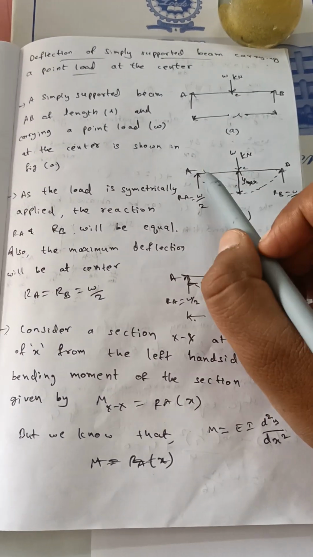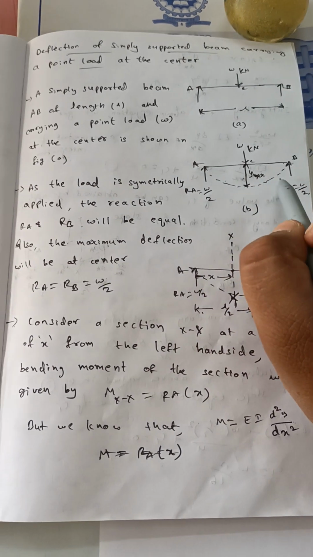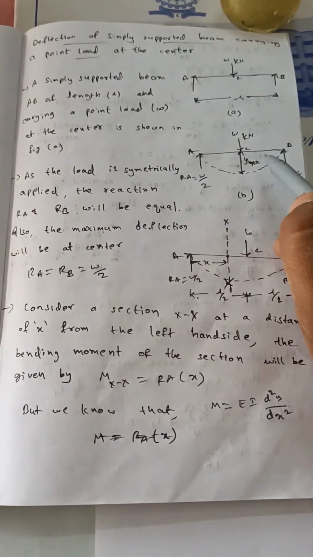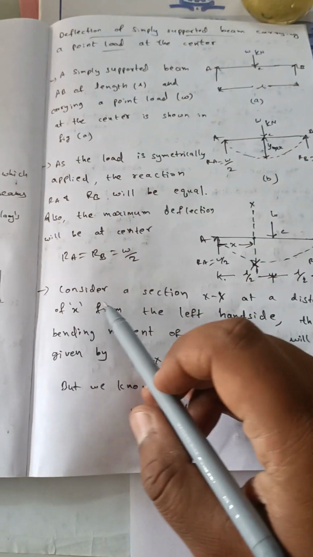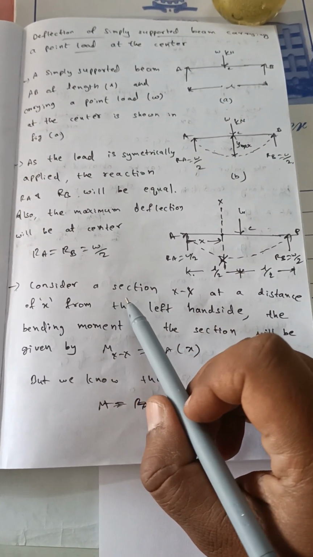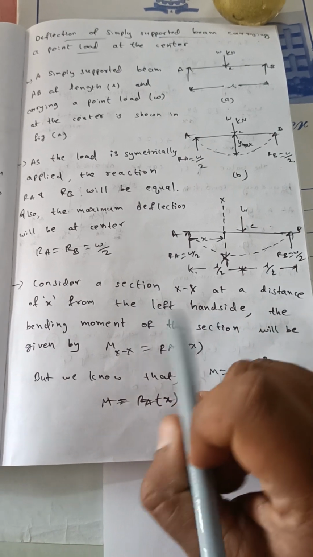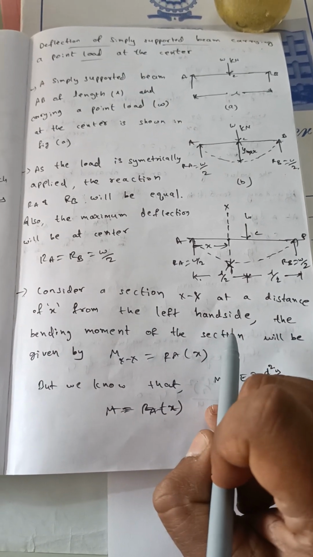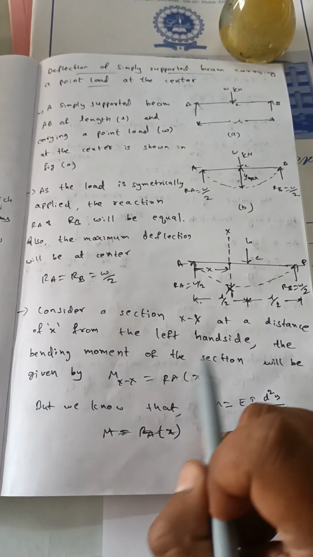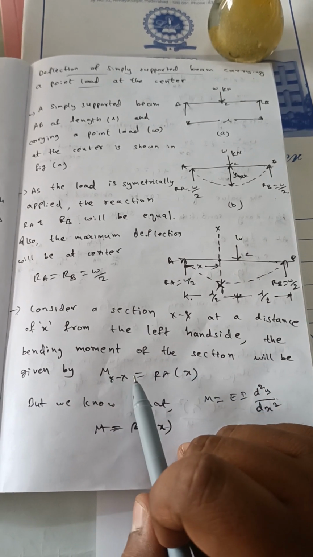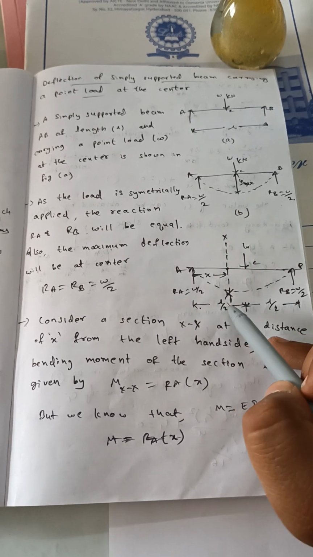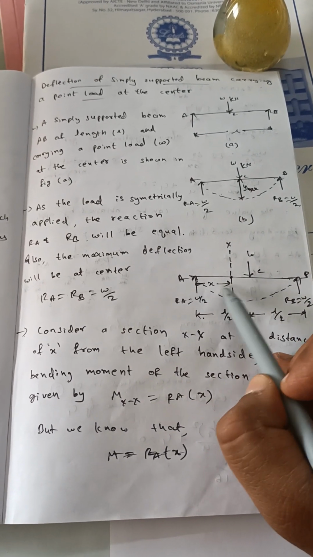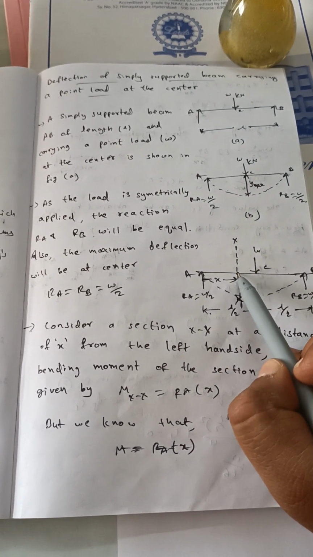What is the maximum deflection and what are the slopes theta A and theta B? We will find them using Macaulay's method or the double integration method. In this procedure, first of all we consider a section XX at a distance of x from the left hand side. The bending moment at the section will be given by Mxx equal to RA into x. So we cut a section in this way at a distance of x from A, and at this point we need to calculate the moment.